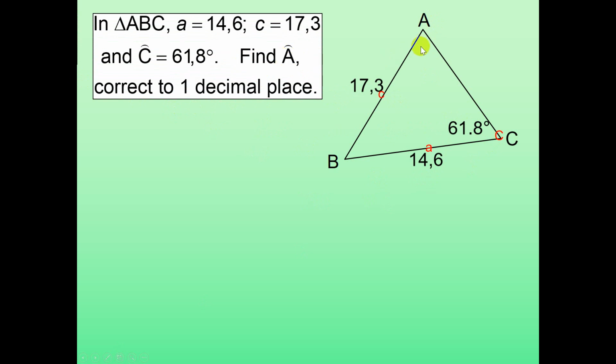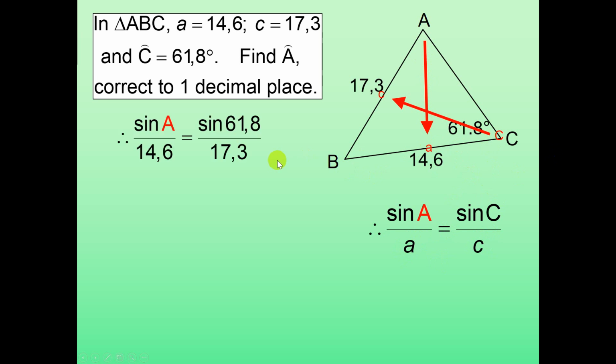So if we look at the sine rule, we start with what we want to find. Sine of angle A over side BC, which we reference as small a, is equal to sine of angle C over small c. So notice the angle opposite its side. Putting that into our equation, sine of angle A over 14.6 is equal to sine of 61.8 over 17.3. Note, we are not using angle B or small b because we don't have it.